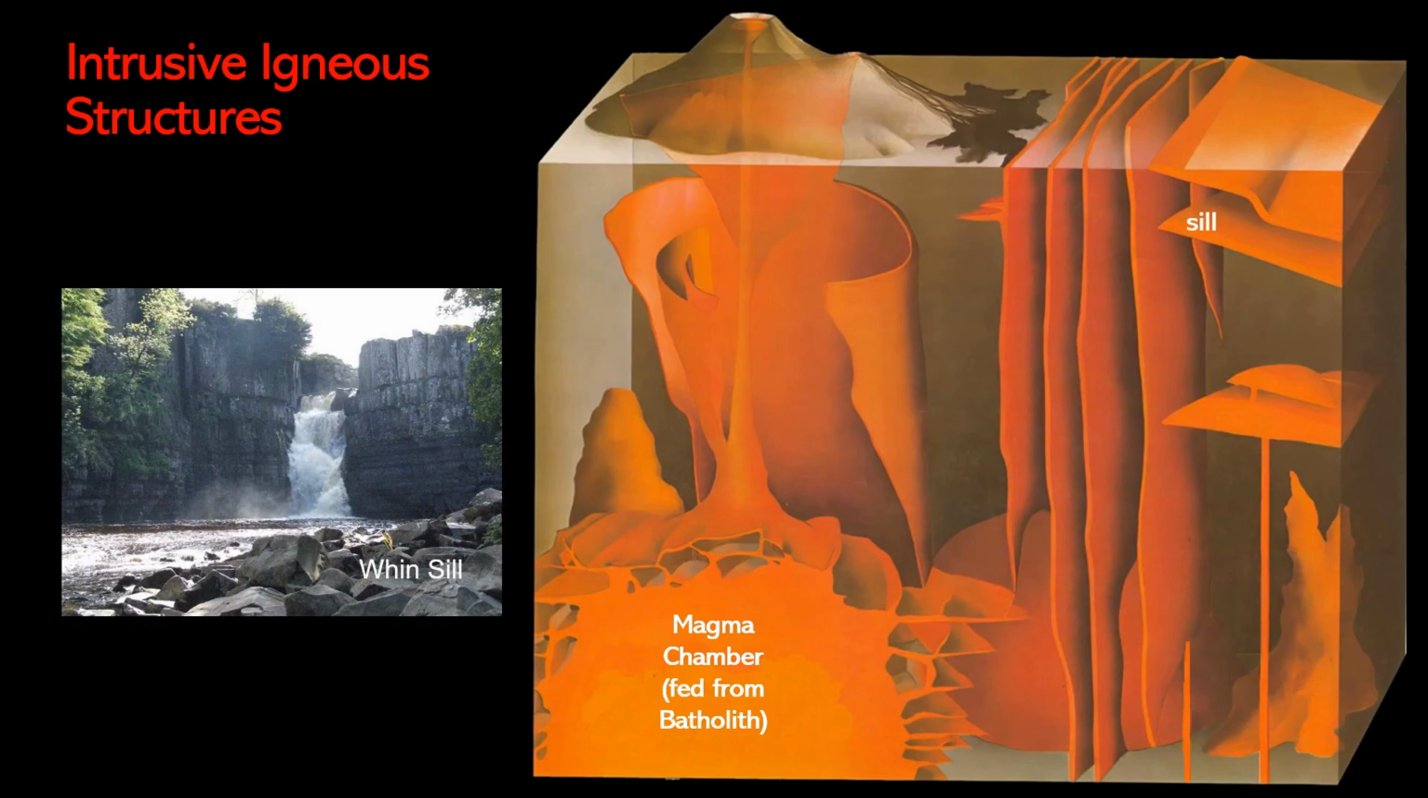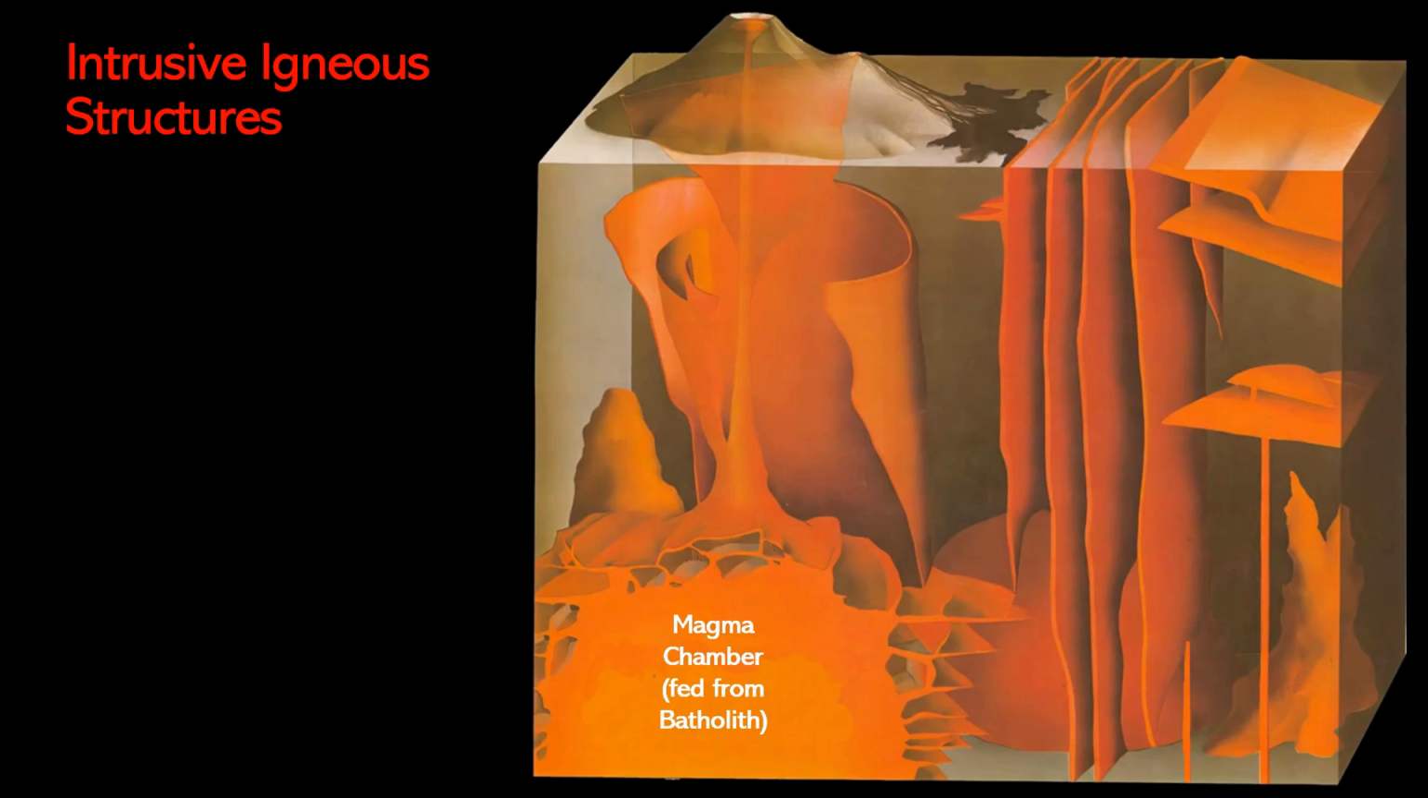Sills are horizontal or near-horizontal sheet-like intrusions that form parallel to the existing bedding planes. Magma intrudes between layers of existing sedimentary or metamorphic rock, solidifying into a flat, sheet-like structure. Example: the Whin Sill, which stretches across northeast England, including parts of Northumberland, County Durham, and Cumbria.